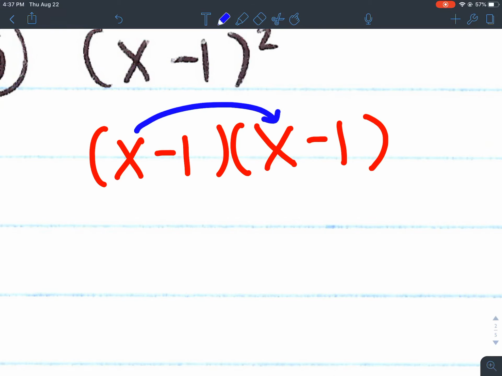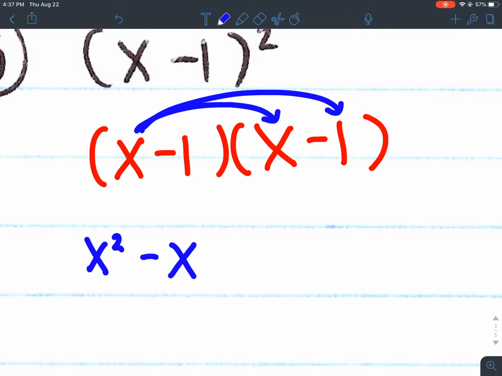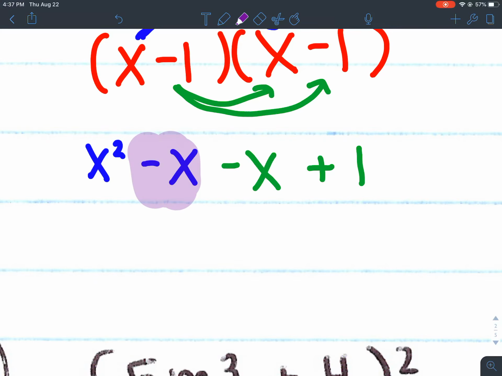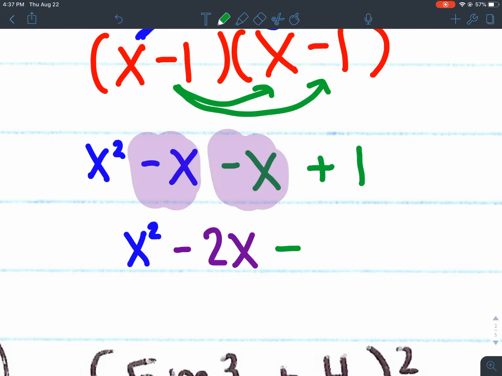So x times x is going to give me x squared. X times negative 1 is negative x, or negative 1x. Negative 1 times x is negative x. Negative 1 times negative 1 is positive 1. Okay, checking for like terms, I have negative x minus x, which is going to give me negative 2x. I have x squared here, and then I have plus 1. So this is my simplified answer.